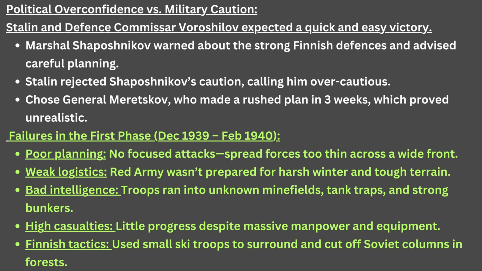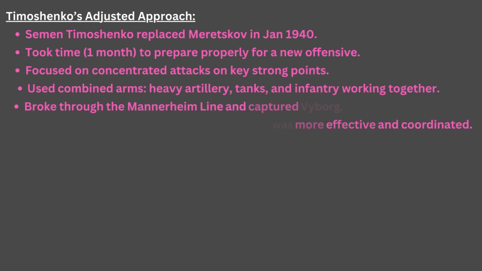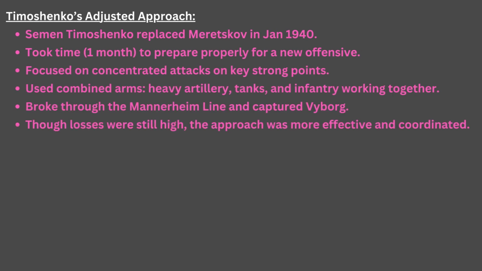Finnish tactics were smart. They used small ski troops to cut off Soviet columns in the forests. So, dosto, the first phase of the war was a disaster for the Soviets. Part 3. Timoshenko's adjusted approach. In January 1940, Semyon Timoshenko replaced Meretskov. What did he do differently? He took time, about 1 month, to prepare properly for a new offensive.